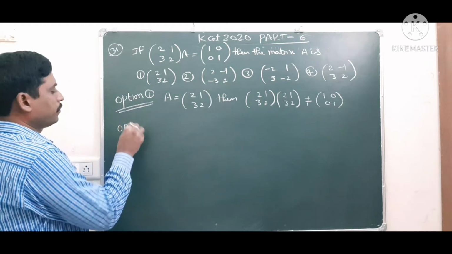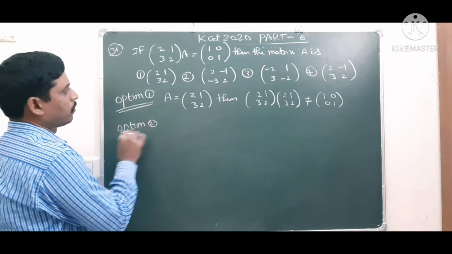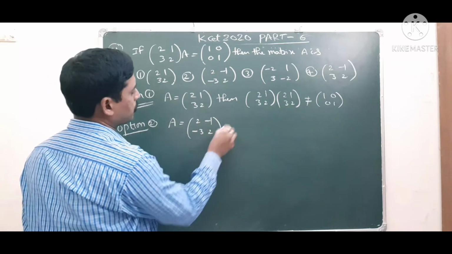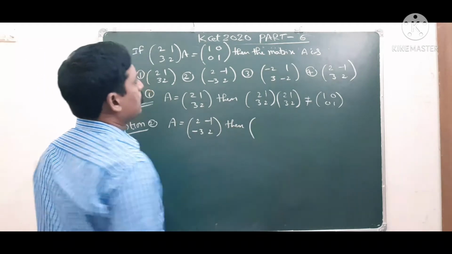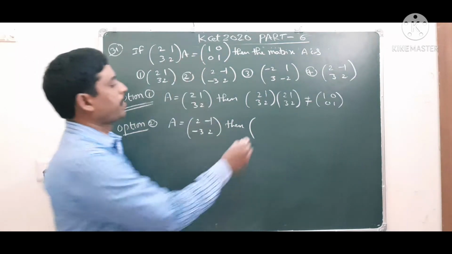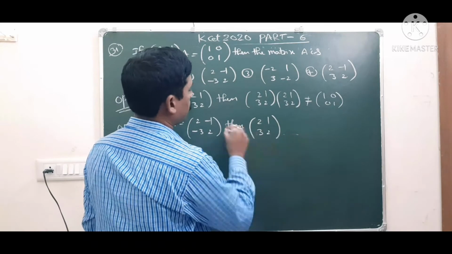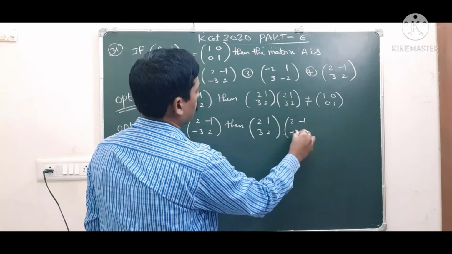Now let us take option 2. What is option 2? A is equal to [2 minus 1; minus 3 2]. Then this is the given condition. [2 1; 3 2] into, where the A matrix is, write this matrix [2 minus 1; minus 3 2].